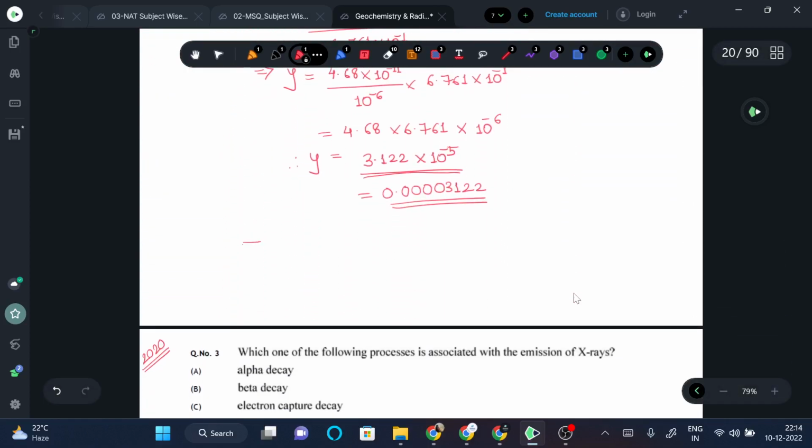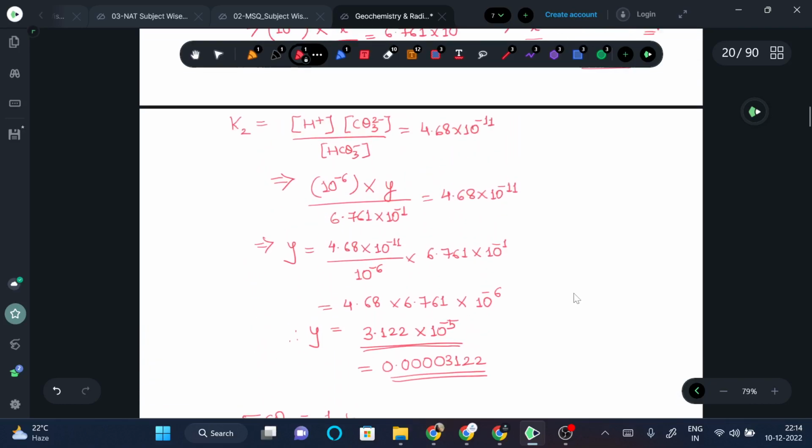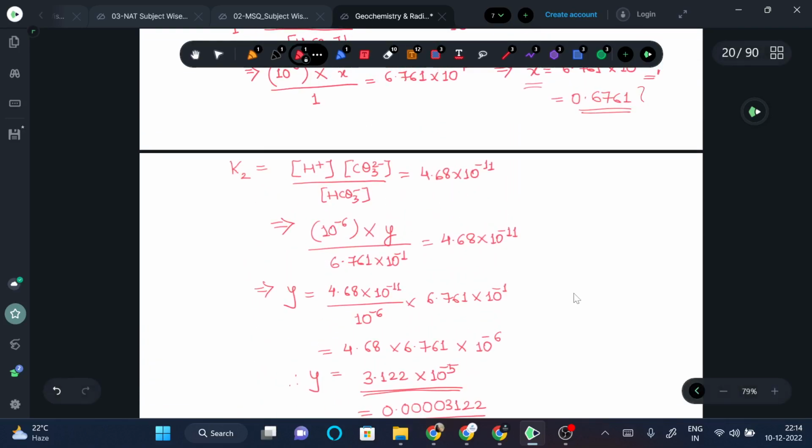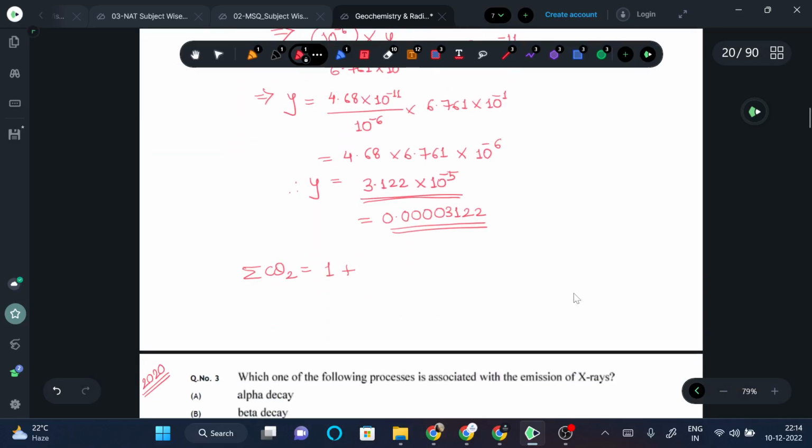So now what will be summation CO2? For H2CO3 we had 1. For HCO3 minus we got this 0.6761. And then for this last one, CO3 2 minus, we got 0.00003122. Now if you add this up, what value will you get?